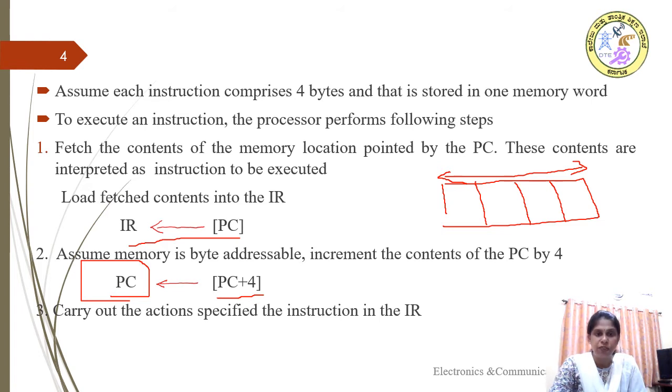Nothing but PC plus 4 will be updated to the content of the PC. So PC will be updated with the new value. That will represent that PC is pointing to the address of the next memory location, the next instruction which has to be fetched. Once a particular instruction is fetched and loaded into the IR, then carry out the action specified in the instruction.